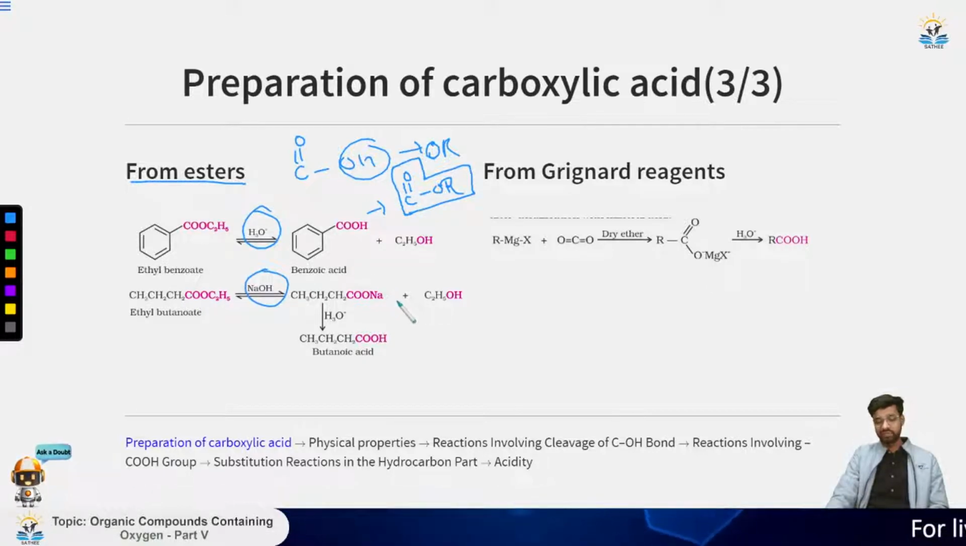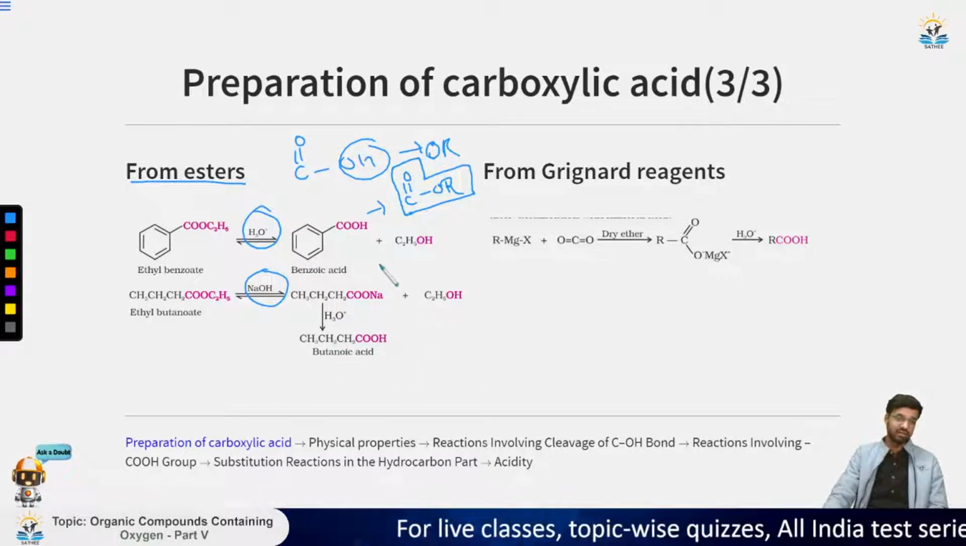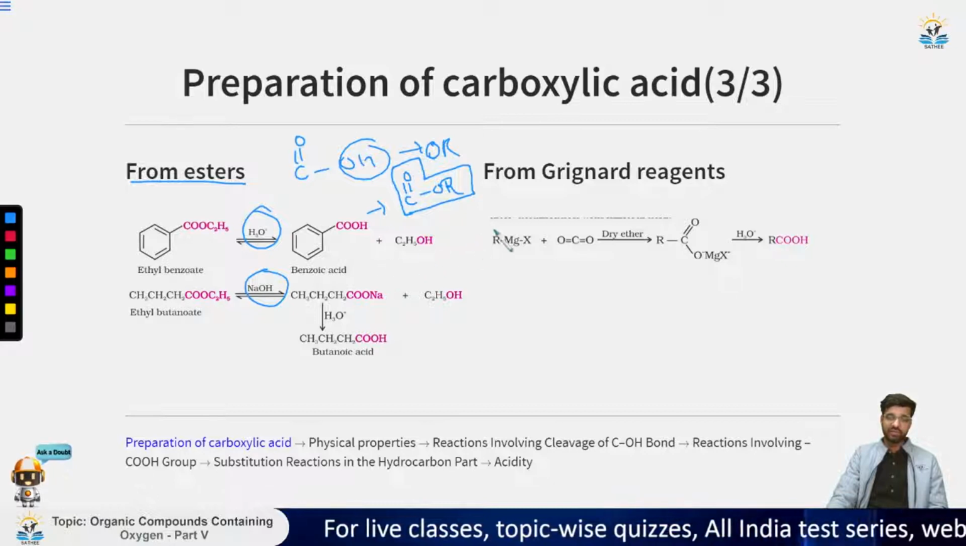But if you use the basic medium, the thing to notice is that at last you have to do this hydrolysis, because this carboxylate ion will be present in the presence of iron. So you have to apply this H3O+ hydrolysis to give you the required benzoic acid. Sorry, carboxylic acid. So this is from the ester preparation.